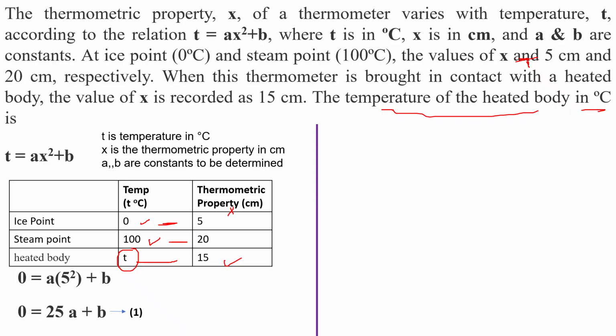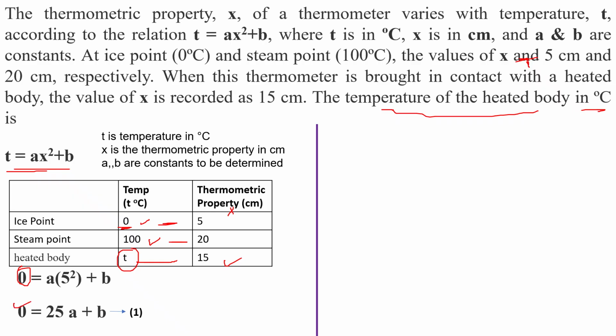So here the given relationship is T equal to AX square plus B. First we have to observe this relation at the ice point temperature. At the ice point, temperature T is 0, and the corresponding thermometric property X is 5. So the relation will become 0 equal to A into 5 square plus B. Then it will become 0 equal to 25A plus B. Let's consider this as equation 1.